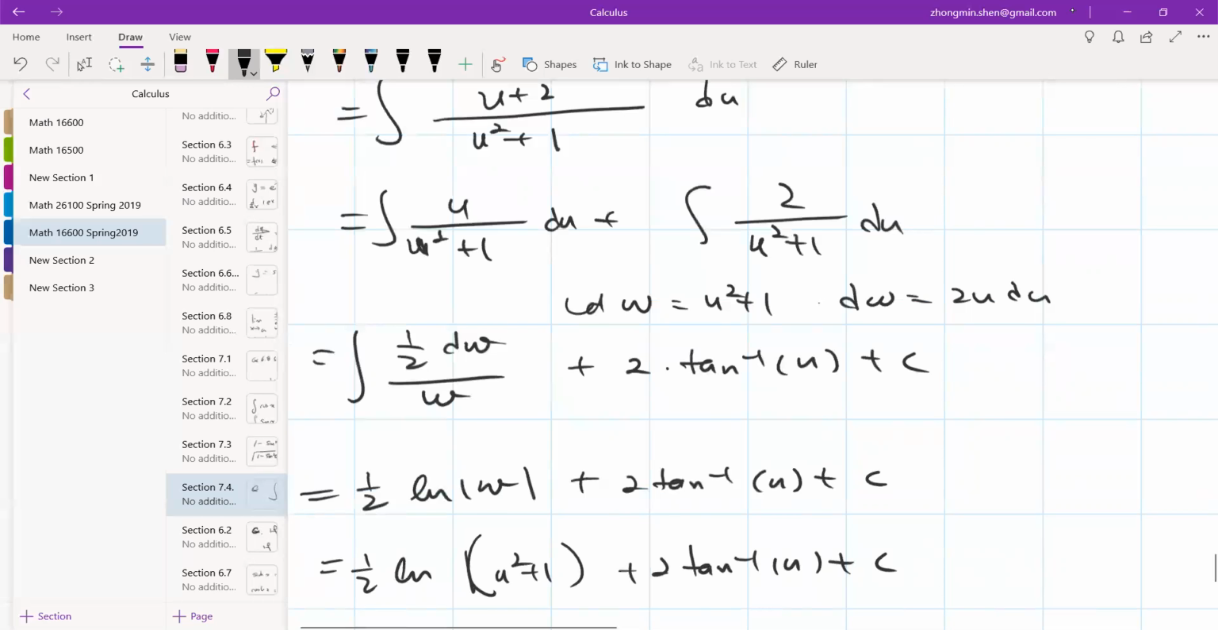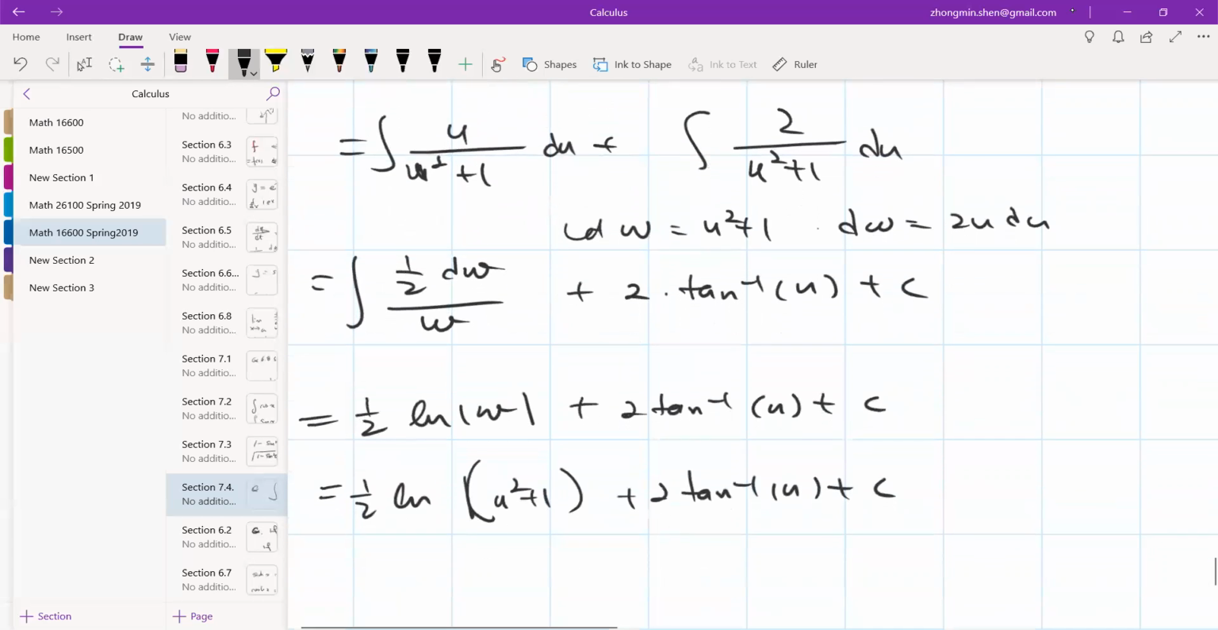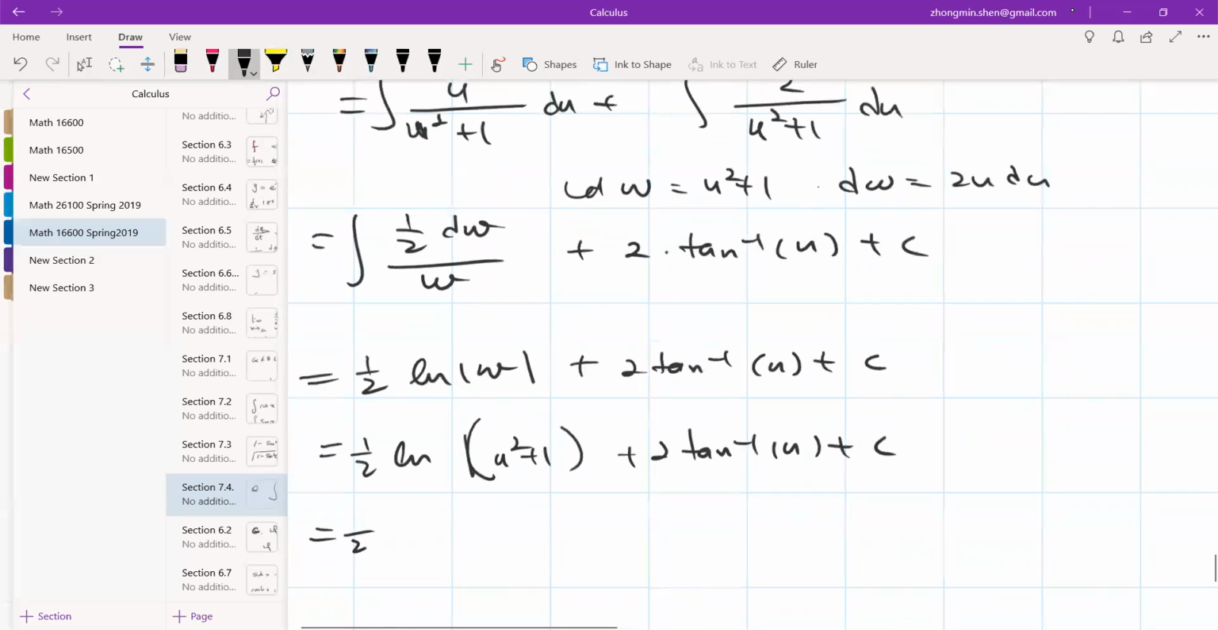So that's still u, right? U is the x. What is u? U is the x plus 1. So you change it to x plus 1 squared. Okay, so this is done.